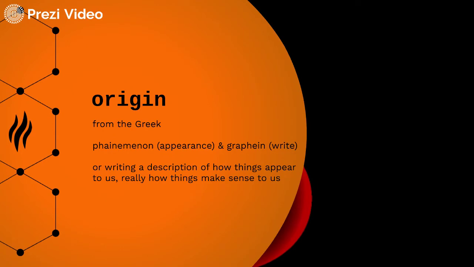The origin of the word phenomenography is from two Greek roots, phenomenon, meaning appearance, and graphene, meaning to write, or in other words, to write about how things appear to us.